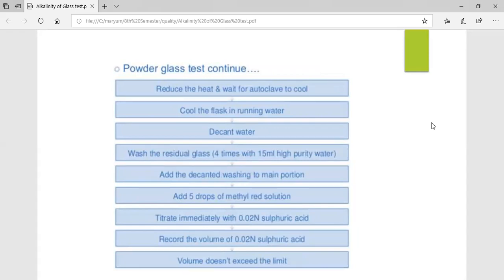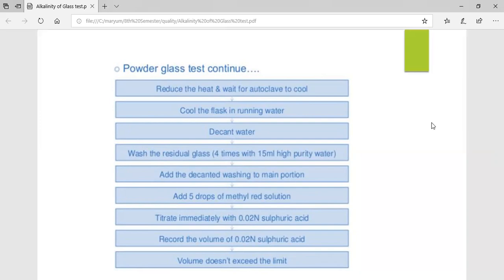So the powder test continues. Then we will reduce the heat with time, and we will let the autoclave cool, and then we will let the glass cool, and cool the flask in running water to fasten the cooling process. We can even run cool water over the flask, and then we can decant the water and wash the residual glass with about 15 ml of the pure water about 4 times, and then we will also use that residual glass and decant portion, and we will mix the residual and decant water.